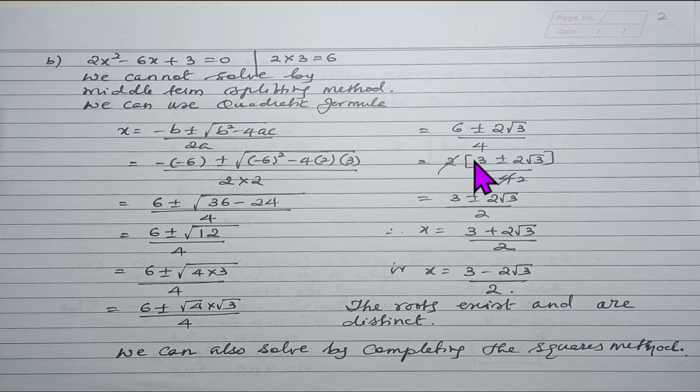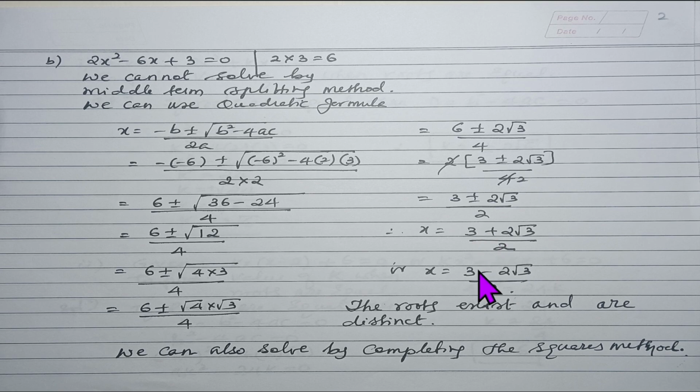Then taking 2 common in the bracket, 3 plus minus 2 root 3, and we cancel 2 here, 2 twos are 4, we get (3 plus minus 2 root 3) by 2. Therefore x is equal to (3 plus 2 root 3) by 2, and x is equal to (3 minus 2 root 3) by 2.